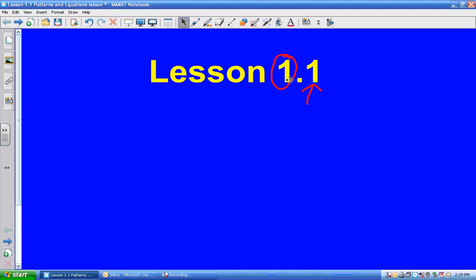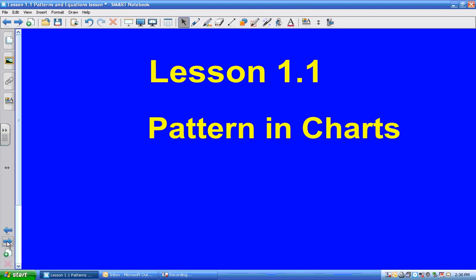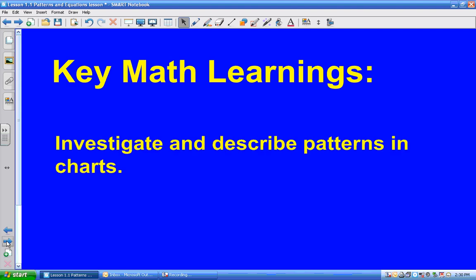The next lesson we do will be Lesson 1.2, which means Chapter 1, Lesson 2. So, this one is actually called Patterns in Charts, and there's something you have to learn. What we want you to do is to investigate, which means look over, become familiar with, and describe patterns that appear in a chart. We're going to be doing this with a 100 chart. We're going to be doing it with a calendar.